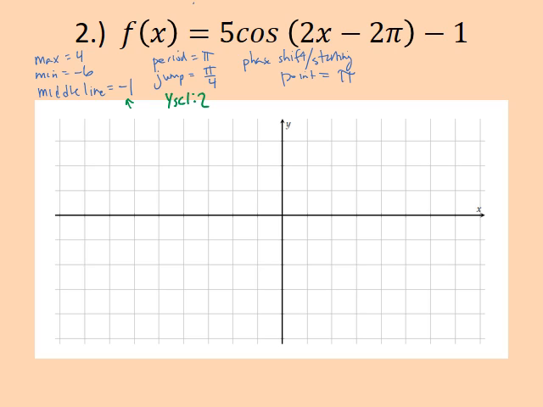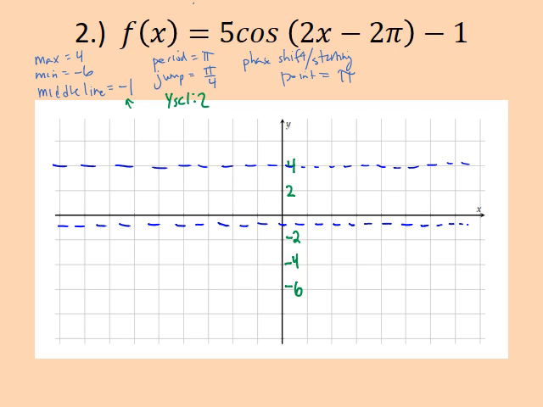So we're going to delete this and try again. So this is negative 2, negative 4, negative 6, 2, 4. So our middle line is at negative 1. Our maximum is at 4. We're going to dot the line at 4. And our minimum is at negative 6. Now, if the y scale had fit, we would have left it at 1, but we want to make sure it fits on the graph that's provided for us.